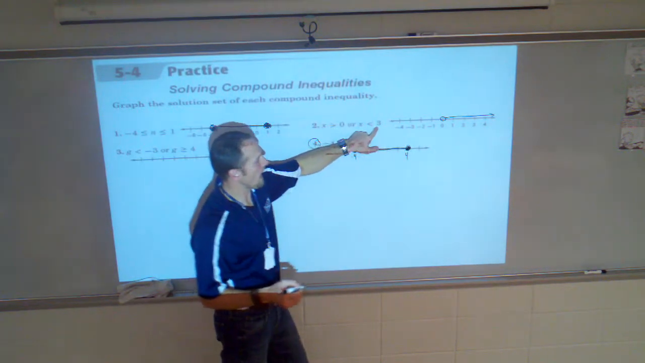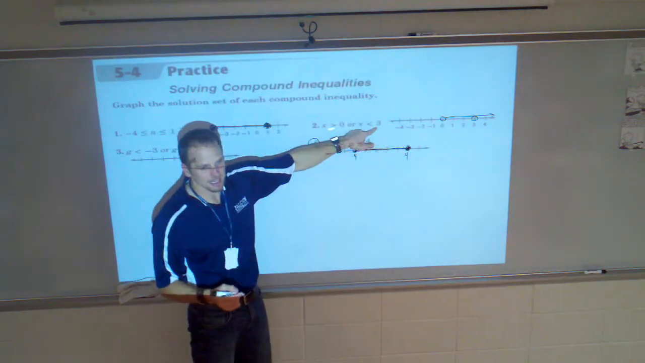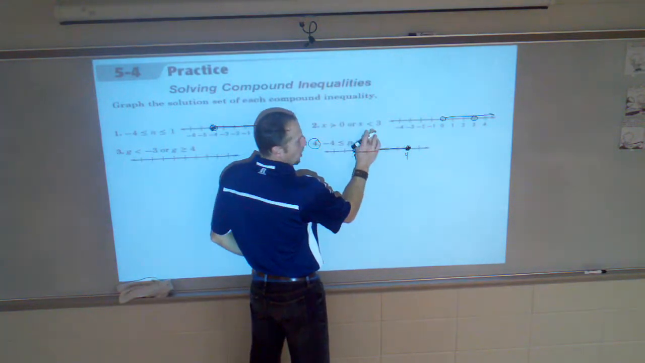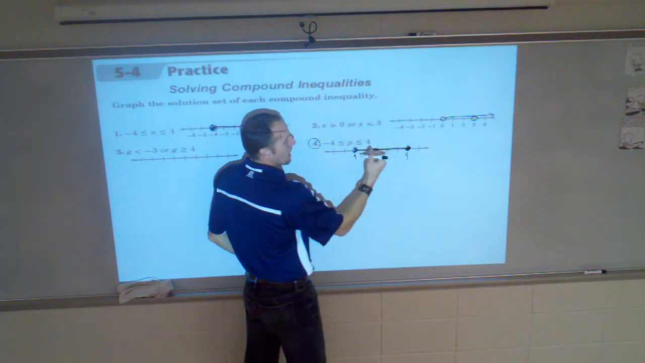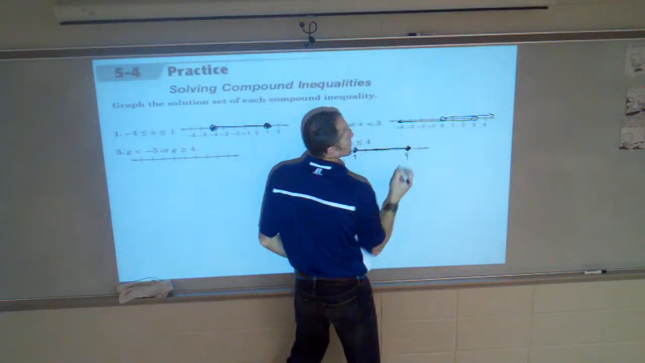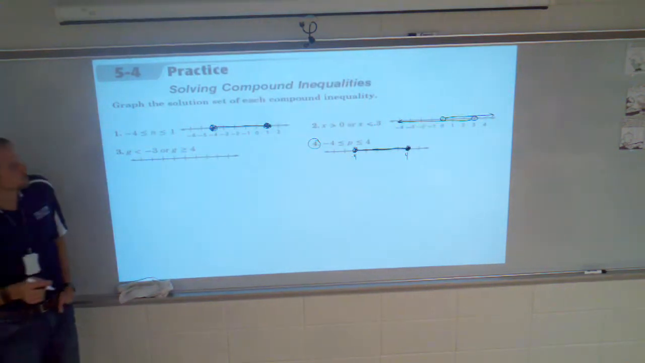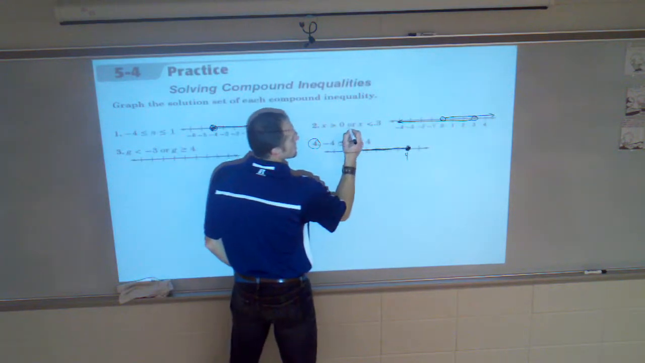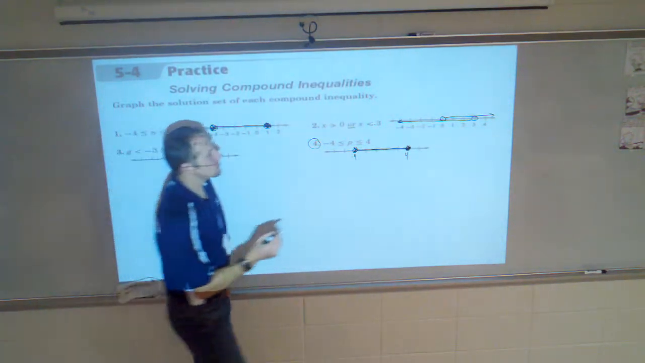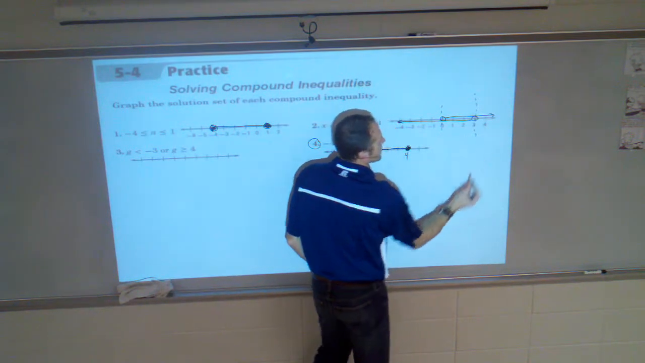Now, I need to put a circle at 3. This time, maybe to make it easier, I'll put my arrow on the bottom. Again, it's going to be an open circle. And this one is going to the left. Okay? Now, here's the question. This says or. Alright? So I want you to think about this. Split this up kind of into 3 sections, just like we did before.